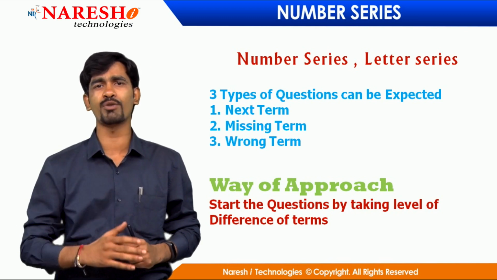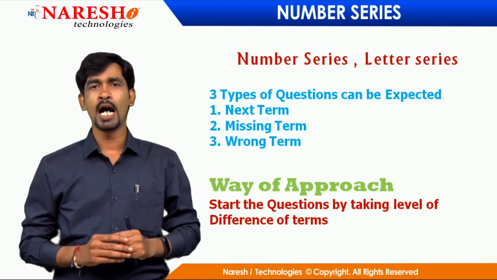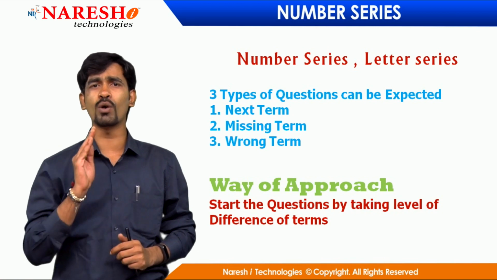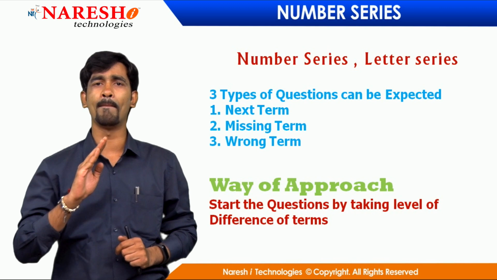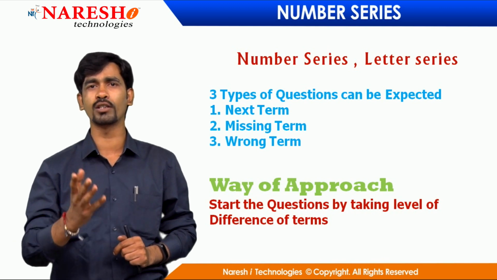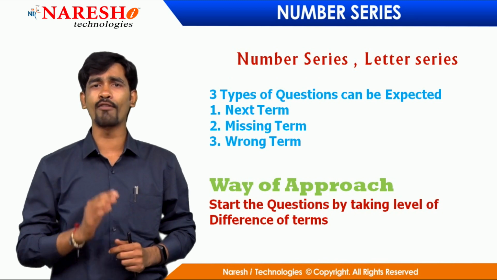These are the three different types of questions which we can expect from the concept of number series and letter series. Number series means we are going to have only numbers. Numbers are given, and we need to find out the next term, or missing term, or wrong term. Letter series means instead of giving numbers, they are going to give us alphabets.